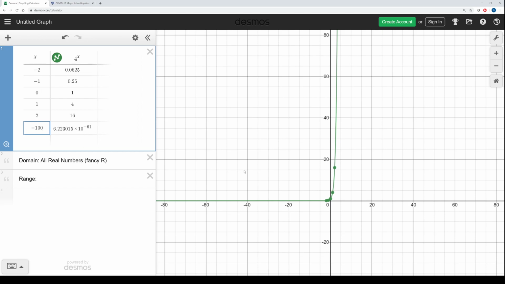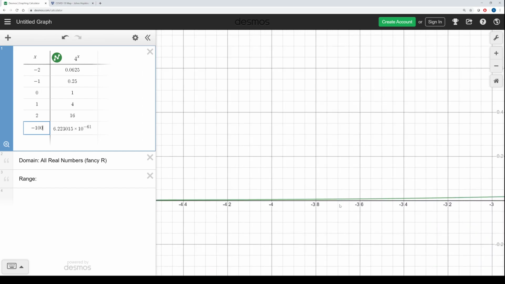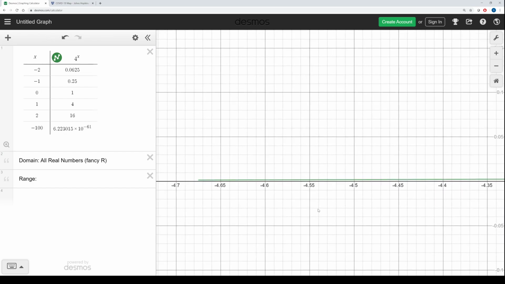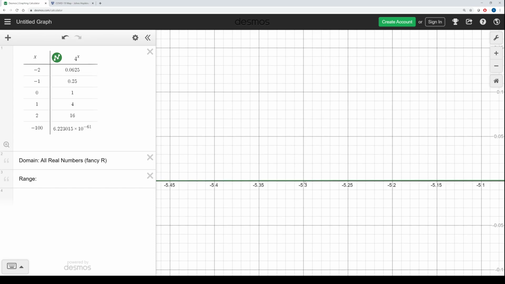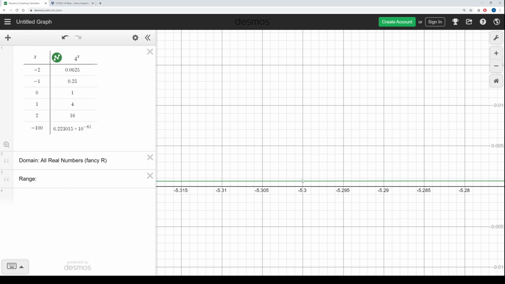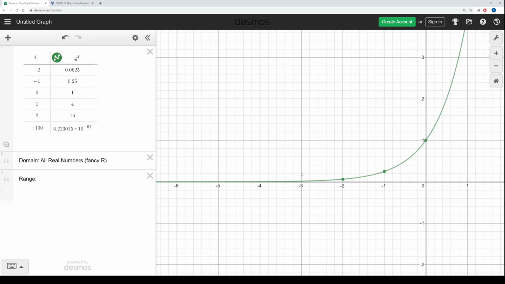But it's still above the x-axis. I know it looks like it's on the x-axis, but if we zoom in really, really close, we see that no matter how far left we go, it's still above that axis. So like right here at negative 5.3, it's still above that axis. We can zoom in even farther and see it's still above that axis. It's almost like these numbers get closer and closer to 0, but never quite get there.